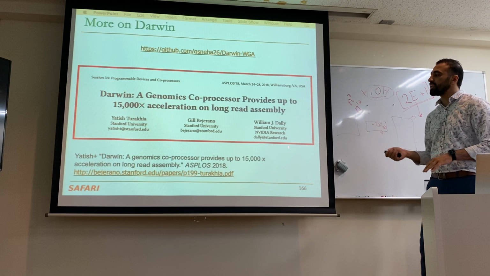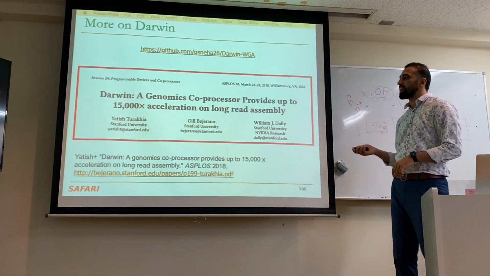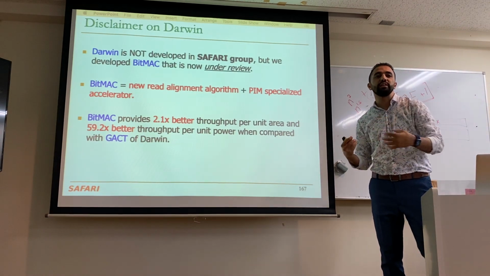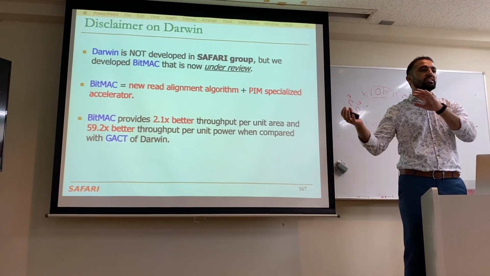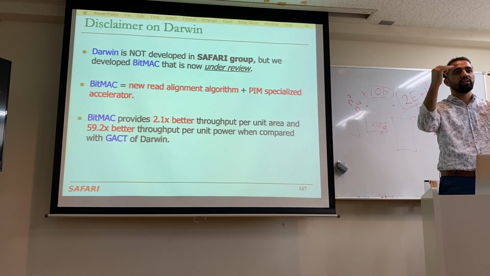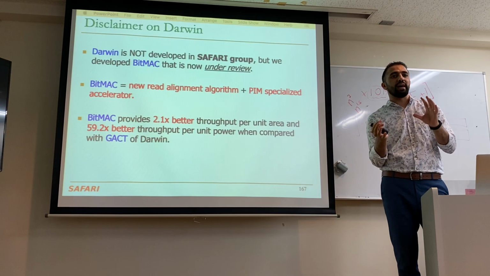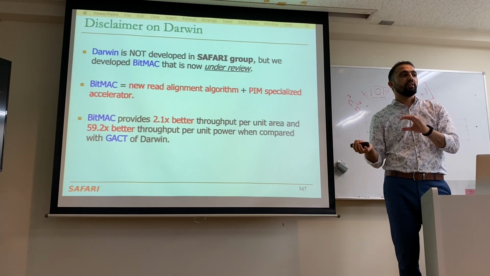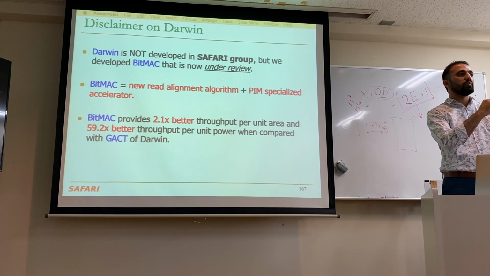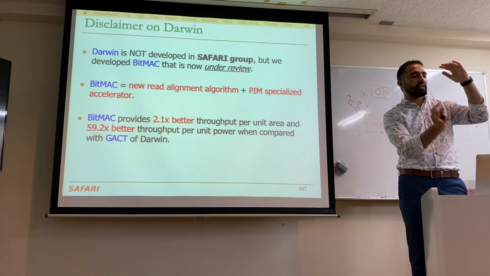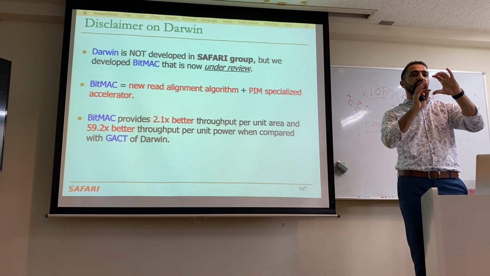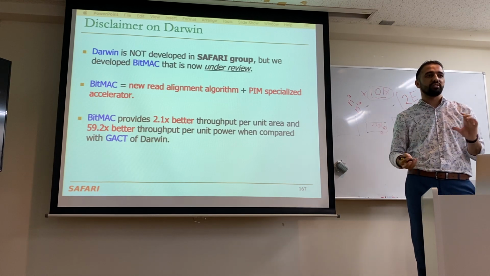So this Darwin is not done by our group. This is from Stanford University. And what we did, we said, okay, we already have some experience in this HMC, the 3D stacked memory, where we have several levels of DRAMs. And we have good experience in doing that for GRIM-Filter, for example. Then we said, okay, why not do dynamic programming inside the HMC to alleviate the need for moving the data from the HMC to the processor, for example. So we want to do GRIM-Filter and dynamic programming algorithm, for example, inside.